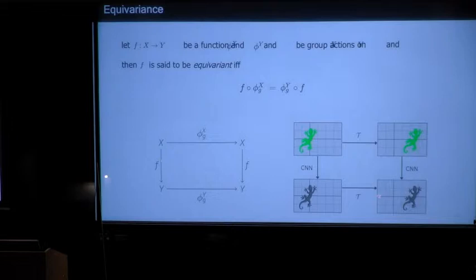And then this could be phi, a symmetry transformation like a rotation or a translation, going from x to x prime. So here's an example in pictures. You shift the salamander. And what you really want for equivariance is that whether you first filter and then translate, or you first translate and then filter, that should be the same thing. So it's like a commutative diagram for mathematicians.